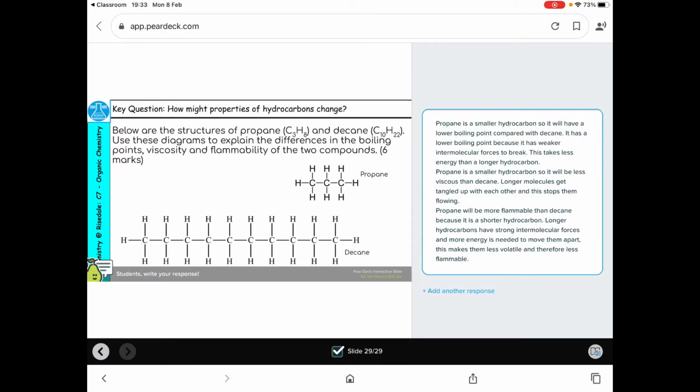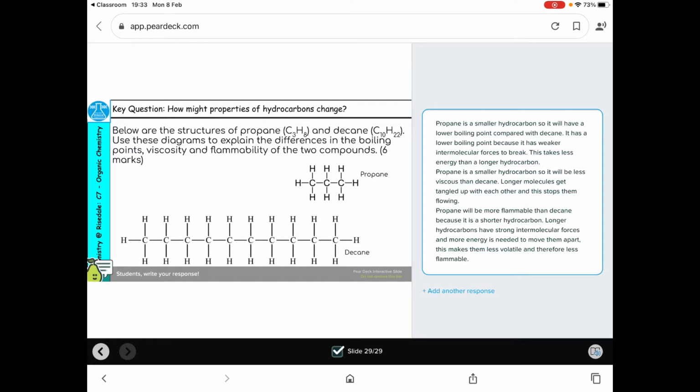And then we ended with a 6-mark question, which was asking you to compare C3H8, which is propane, and decane, C10H22. And it gave you 3 things to write about. So you had to compare the 3 properties, which means you had to write about 3 different things. And then you had to kind of explain. So it does say, use the diagram to explain the differences. That means you've got to tell me why there is a difference. So point 1, propane is a smaller hydrocarbon, so it's going to have a lower boiling point compared to decane. It has a lower boiling point because it has weaker intermolecular forces to break. This takes less energy than a longer hydrocarbon.